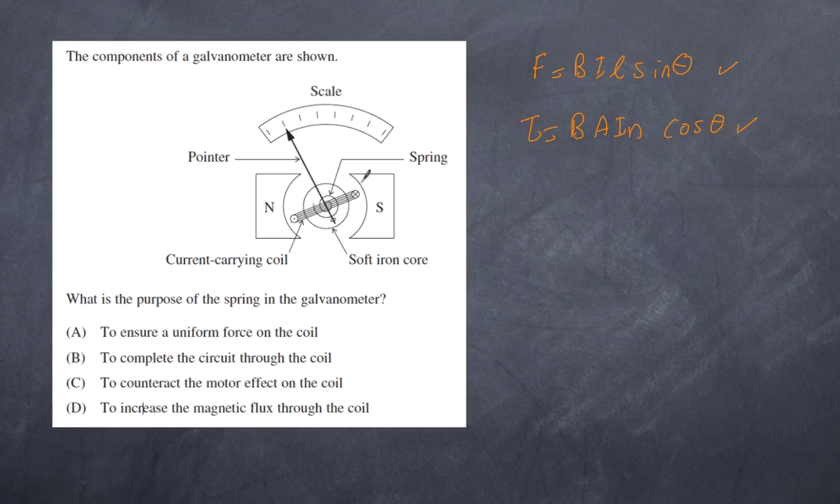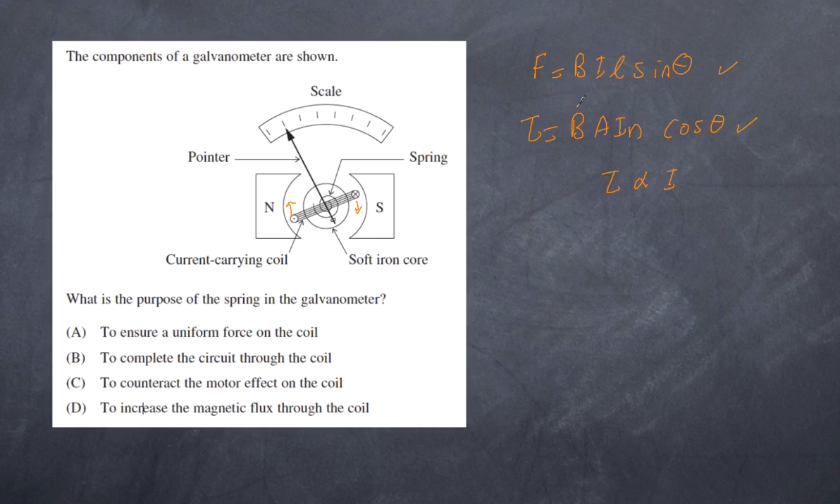Now, for this to be a good galvanometer, we need the torque applied to this situation to be directly proportional to the current. We want torque to be proportional to the current so that the needle moves and stops whenever the current is adjusted. So if the current is doubled, the needle moves twice as far. Well, in order for this to happen, B, A, N and cosine theta all have to be constant and unchanging.